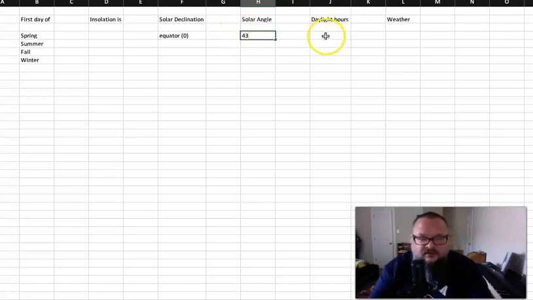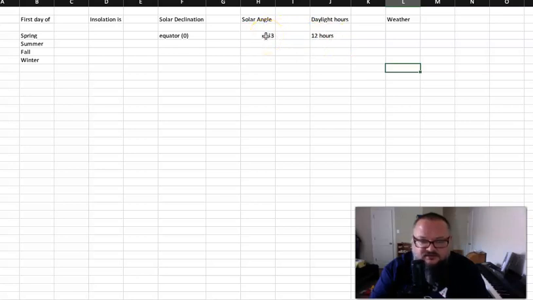Okay, and we know that on the first day of spring, remember, on the first day of spring and the first day of fall, every place on the planet is getting 12 hours of daylight. So we're kind of in the middle with these two things, right? Our solar angle is right in the middle. Our daylight hours are as middle as they can get. And our solar declination is at the equator. So it's not right on top of us, but it's not as far away as it could be. Everything here is kind of in the middle.